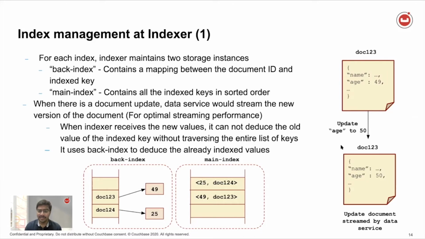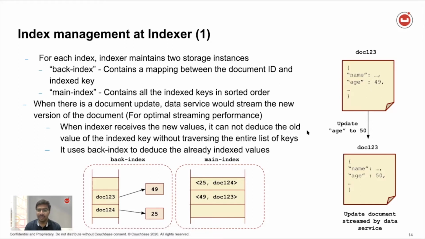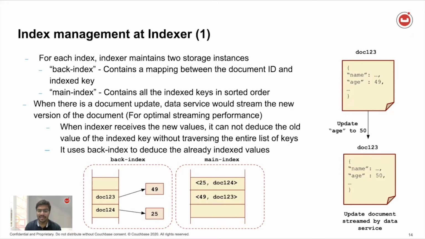When index service receives this document with new values, it cannot deduce the old value that has already been indexed for this document without traversing its entire list of keys. For example, in this case, the indexer has to search in all the indexed keys in the main index and then check if the document ID that exists with the indexed key corresponds to the document that has been streamed by the data service, and then deduce the value 49 that has been indexed for this document. As traversing the entire list of keys is a very costly operation, indexer solves this problem by maintaining a back index.